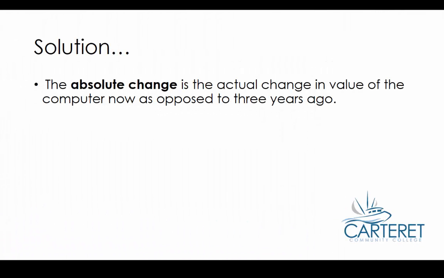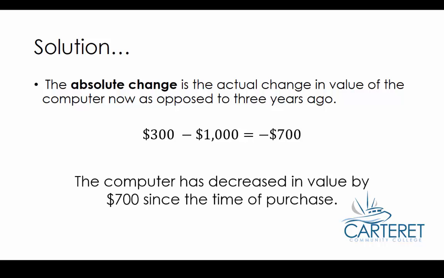The absolute change is the actual change in value of the computer now as opposed to 3 years ago. The reference value would be the original purchase price of $1,000. The new value would be $300. The difference being negative $700. We can conclude the computer has decreased in value by $700 since the time of purchase.